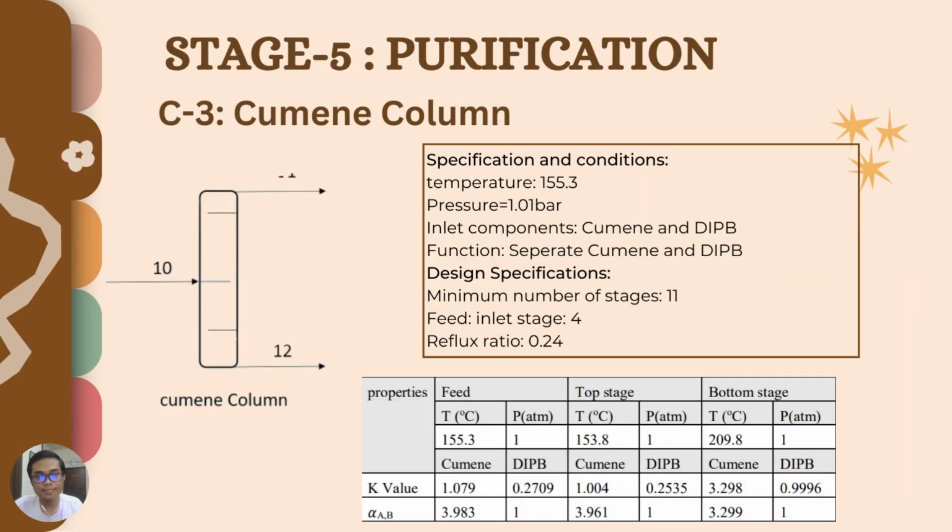So moving on to the fifth stage, which is purification. It starts off at the cumene column. The cumene column plays an important role in our production process. Its purpose is to separate cumene as an overhead product, which contains a high level of purity, at least 99.5%, that we desire. At the bottom, there is a lot of DIPB that is going to the recycle stream.